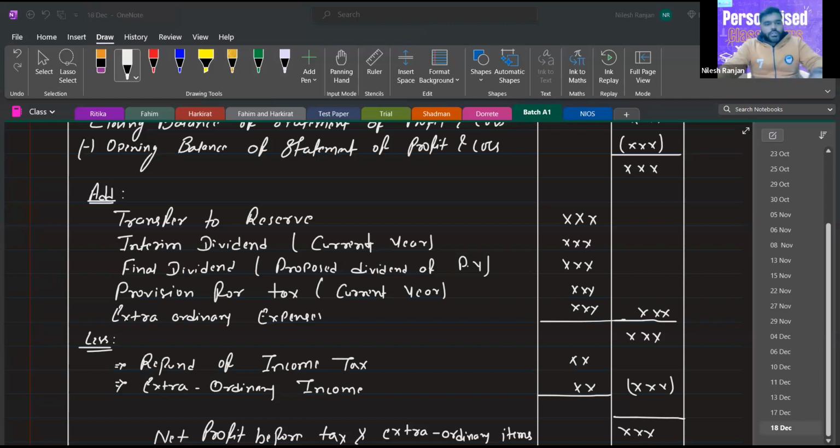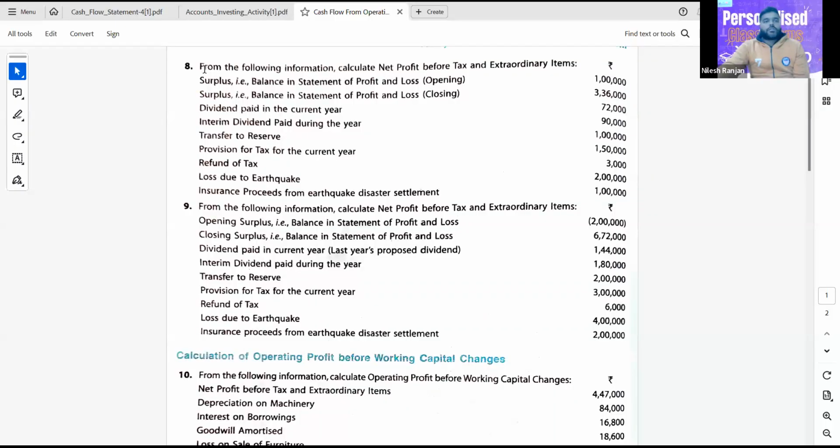Okay, so I'm sharing a question with you now. From the following information, question number 8. From the following information, calculate net profit before tax and extraordinary items. Surplus, that is balance in the statement of profit and loss, opening and closing, both are given. Dividend paid in the current year, interim dividend. So whatever we have written in the format is given here.